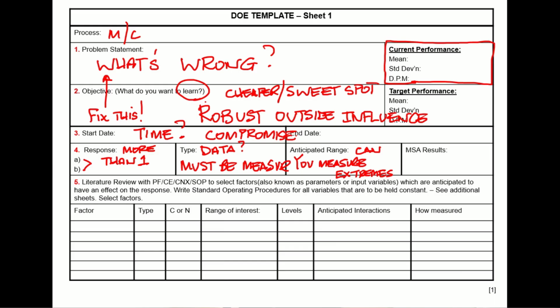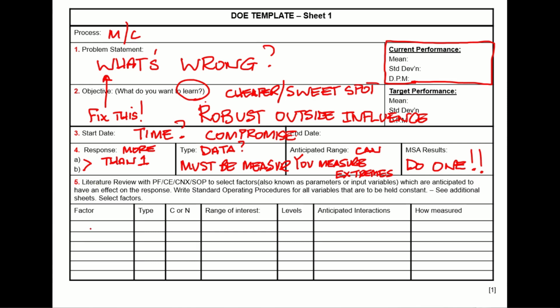Can you measure them? Okay, MSA results, of course. Now, we haven't talked about MSA on this course, but I would recommend that you look up measurement system analysis. That's what MSA stands for. Please make sure you do an MSA. If your measurement system is poor, your DOE is useless. Don't waste the DOE and then find out that you've got a measurement problem.